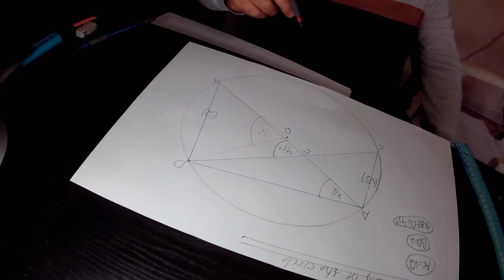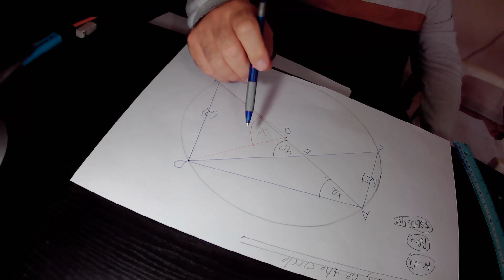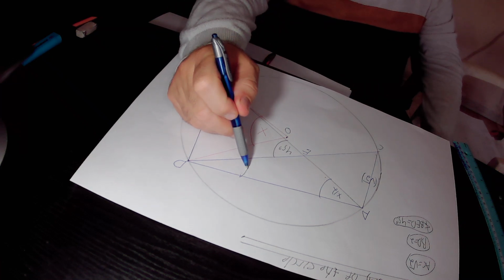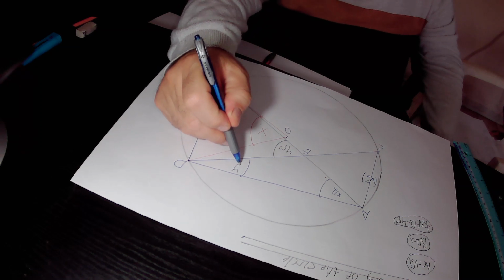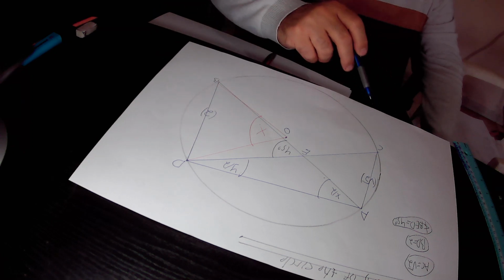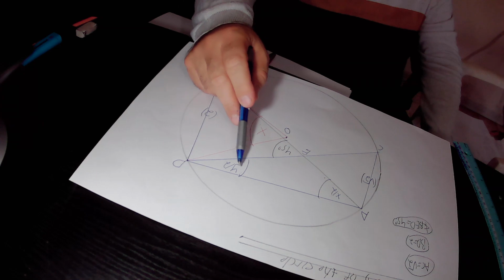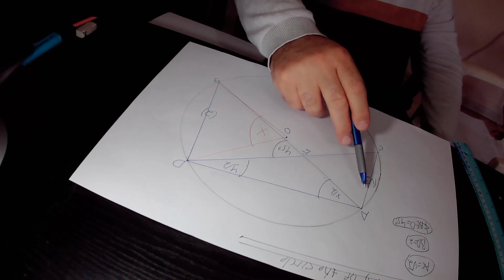So we define the size of peripheral angle ADC. The size of this peripheral angle ADC is y over 2. Peripheral angle ADC subtends on chord AC.